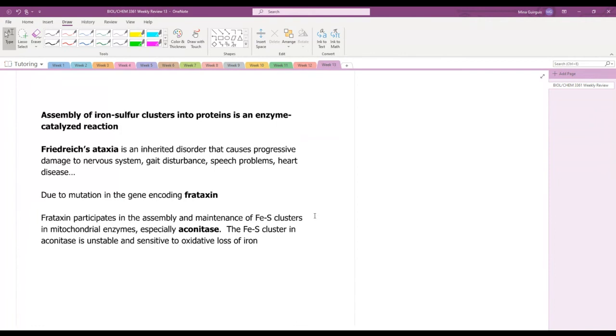Okay, all right. So iron-sulfur clusters are essential. For example, if the gene coding for frataxin is mutated and unable to work properly, you get what's called Friedreich's ataxia, okay? It causes damage to the nervous system, speech problems, heart disease, all kinds of things, right? So what does that have to do with the iron-sulfur clusters? Frataxin participates in the assembly and maintenance of these clusters in the mitochondrial enzymes, and most specifically in aconitase, okay?